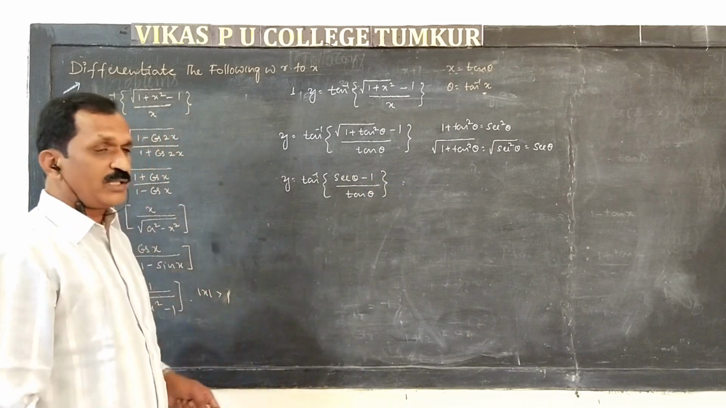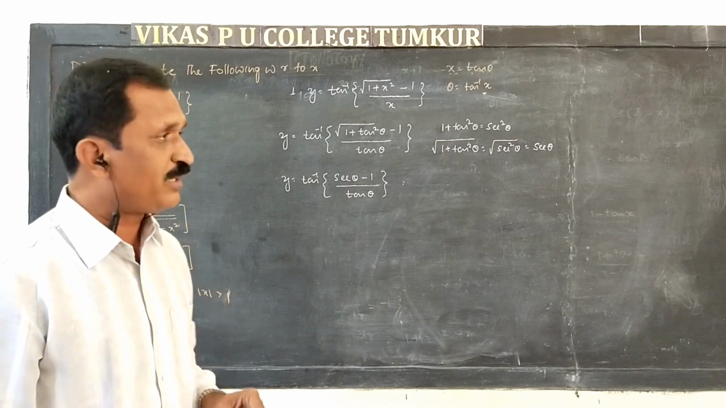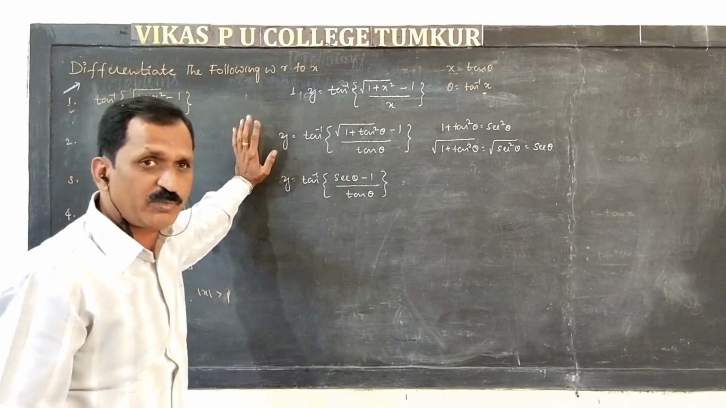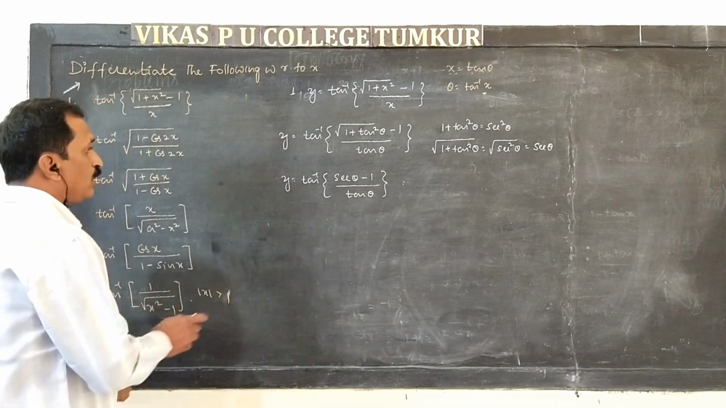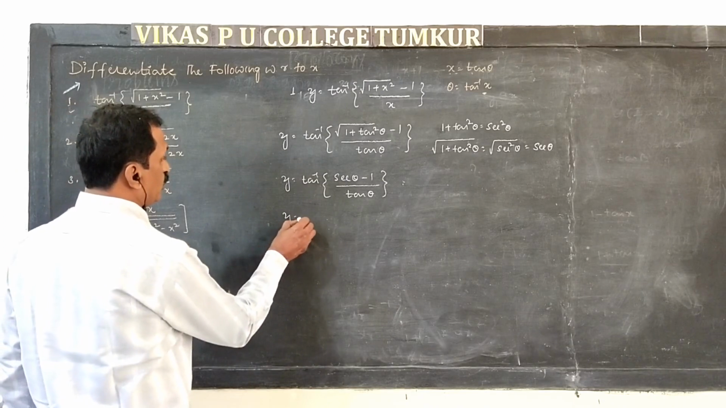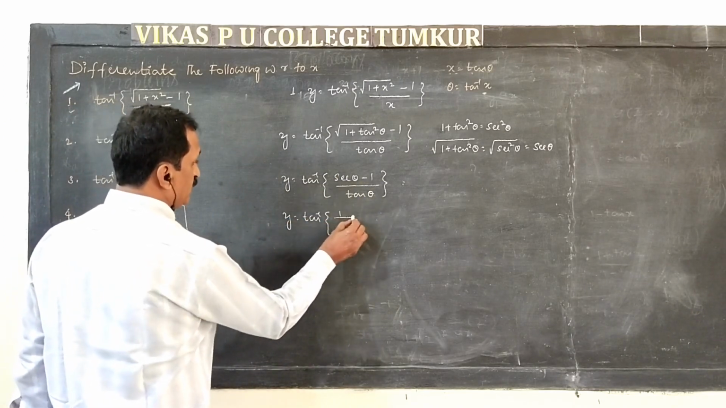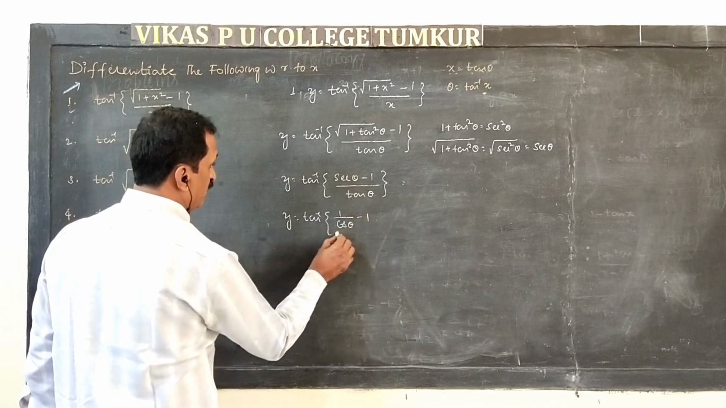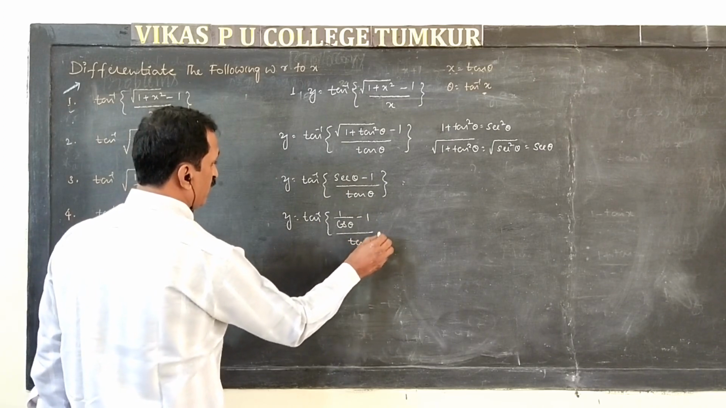This is a problem on reverse trigonometric functions. Simplify using this method. Either the problem says simplify or the same problem may ask for differentiation. We will solve it. Look at the value of y is equal to tan inverse of secant theta minus 1 divided by tan theta. Let me write secant as 1 by cos theta.